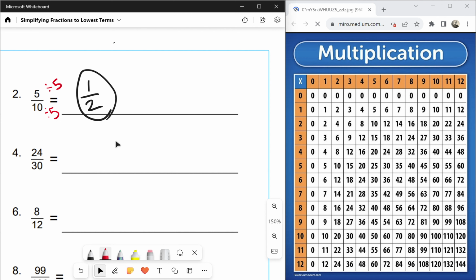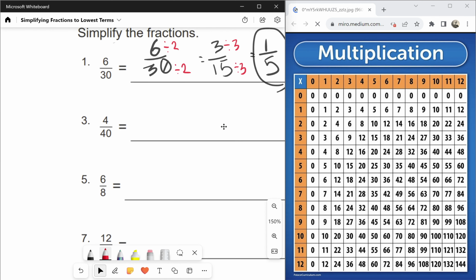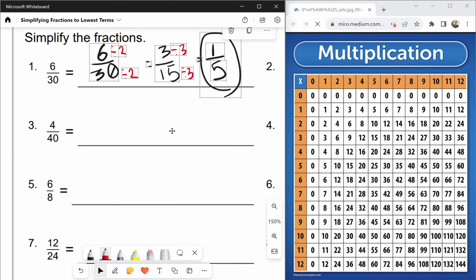Okay, let's do number 3. Number 3 asks us to do 4 over 40, okay? Lowest terms, 4 over 40. Well, let's go on here. I can see 4 can be divided by 2, and that'll give us a 2. 4 can also be divided by 2, and that'll give us a 2.